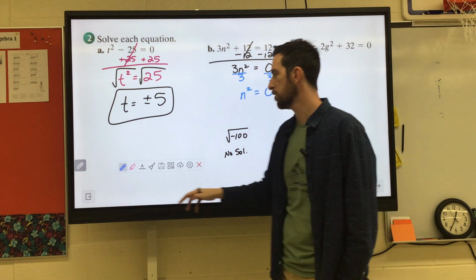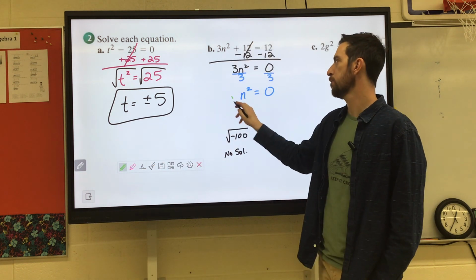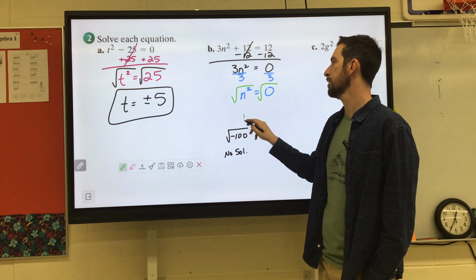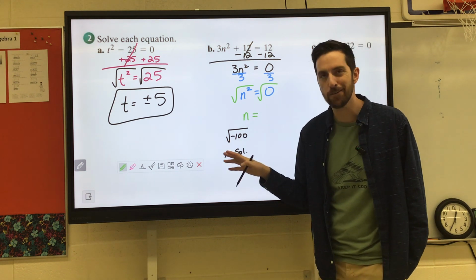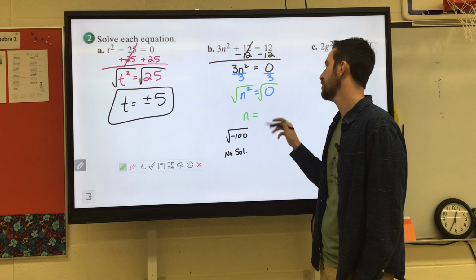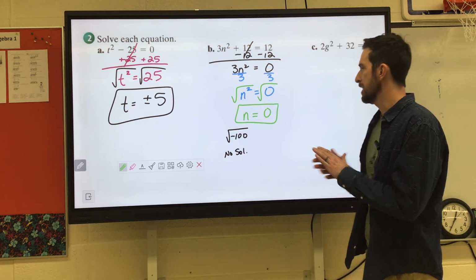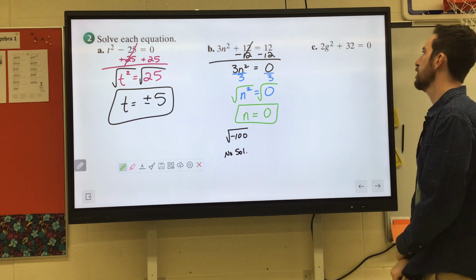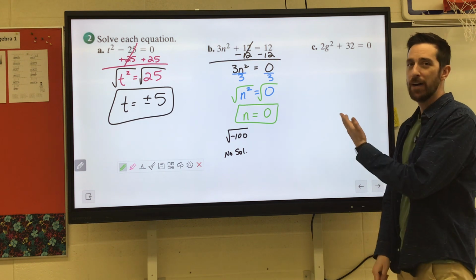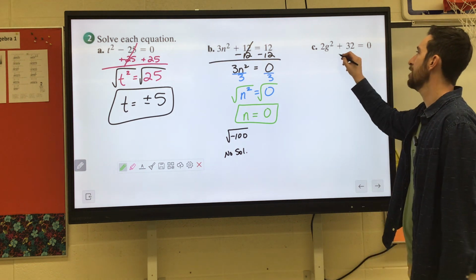N squared equals 0. And then here's where we will square root both sides, and this is what I was just telling you. You wouldn't say plus or minus 0 because there's no such thing as negative 0. So you just say 0. N equals 0. Not too bad. 2g squared plus 32 equals 0. I see plus 32. I got to get rid of that.